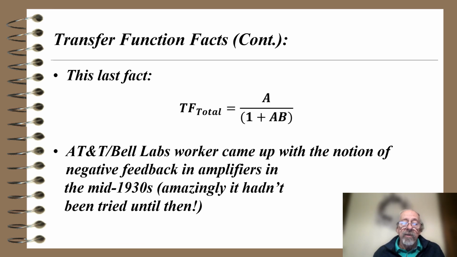Here's an interesting fact. An AT&T Bell Labs worker came up with the notion of negative feedback in amplifiers in the mid-1930s. Amazingly, it hadn't been tried until then. Negative feedback makes all the characteristics of an amplifier better. This guy was once on a ferry going from Staten Island to New York City, and he wrote this down in the back of a New York Times or something like that. Vacuum tubes were around during the 1910s, so about 20 years worth of technology, and nobody ever came up with a negative feedback amplifier.